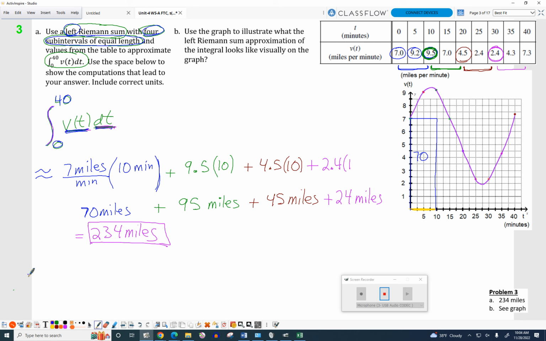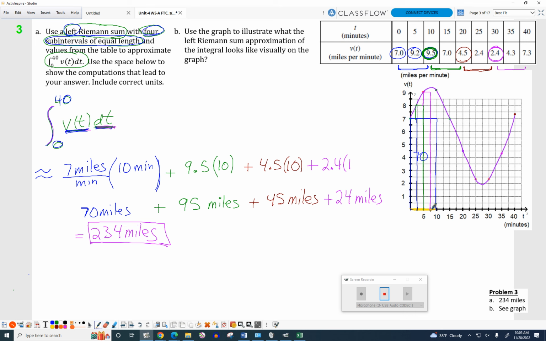If we check the velocity more frequently, we would get a slightly different picture because we would take the 7 miles per minute for a very short amount of time. And then we would check the next velocity, something like this. And we would check the next velocity, something like this. We would get a better estimate.